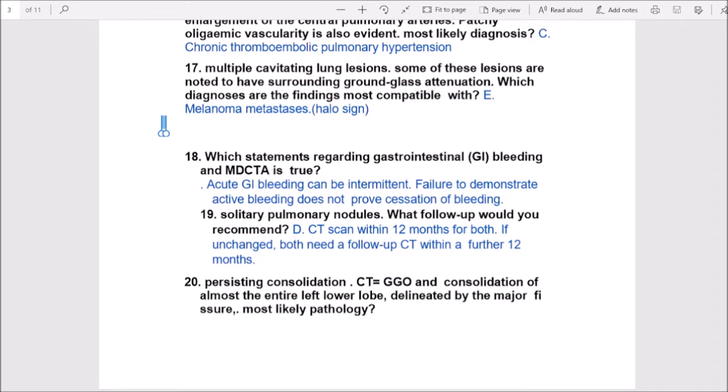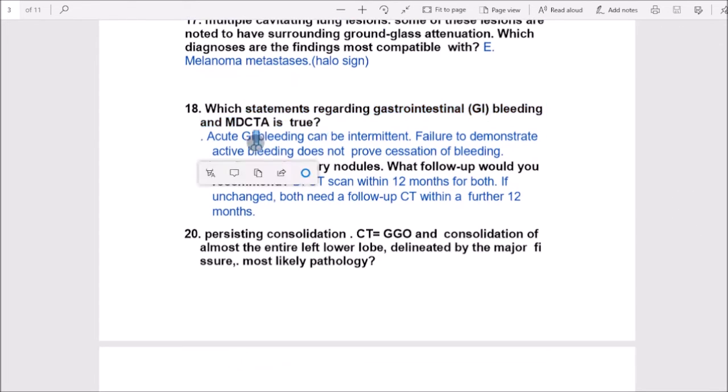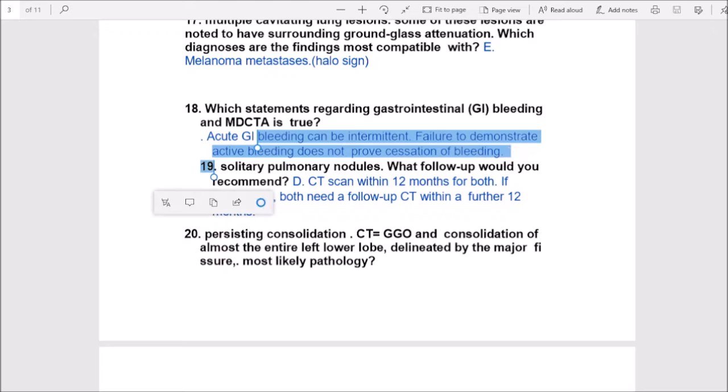Question number 18. Which statement regarding gastrointestinal bleeding and MCTT is true? Acute GI bleeding can be intermittent. Failure to demonstrate active bleeding does not prove cessation of bleeding. This is true regarding GI bleeding: it may stop, it may continue, and failure to demonstrate active bleeding does not prove cessation of bleeding.